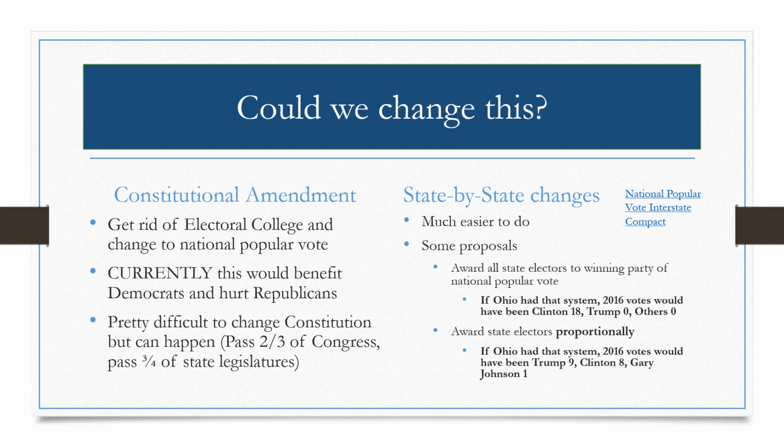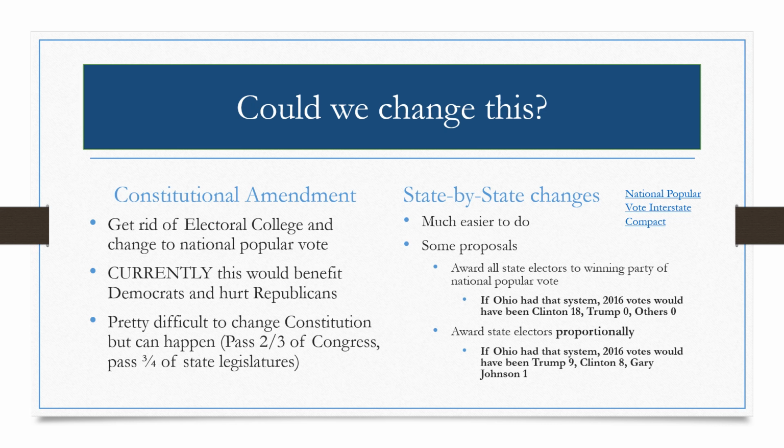Another way to change the Electoral College is a state-by-state process, since states are allowed to select their electors in whatever way they see fit. 48 states use the winner-take-all system, but 15 states, as of June 2019, have made a change for the 2020 elections. They will award all their electoral votes to the winner of the national popular vote. This is called the National Popular Vote Interstate Compact. You can click on the link on the screen to read more about this.